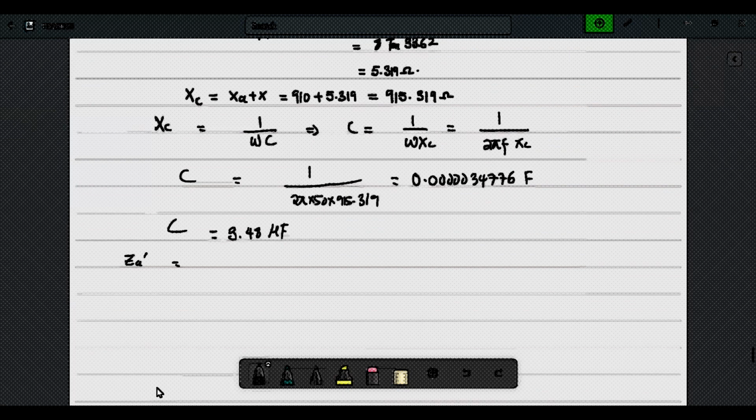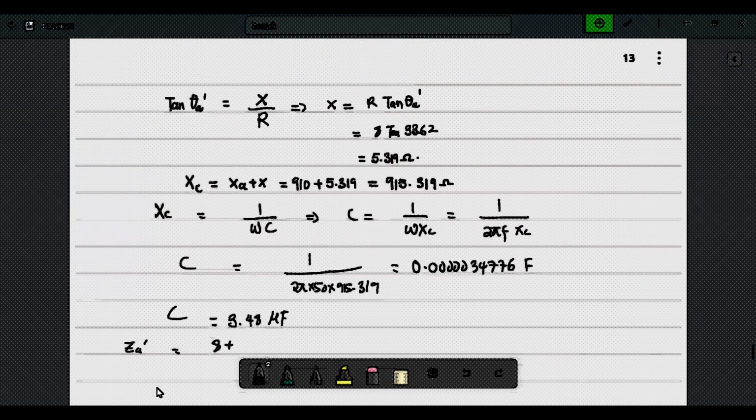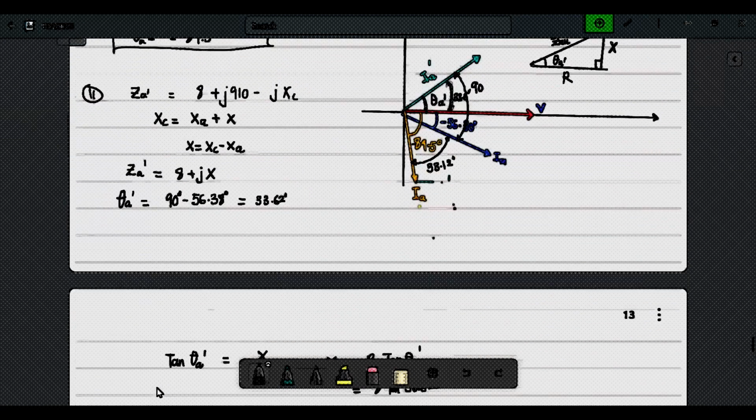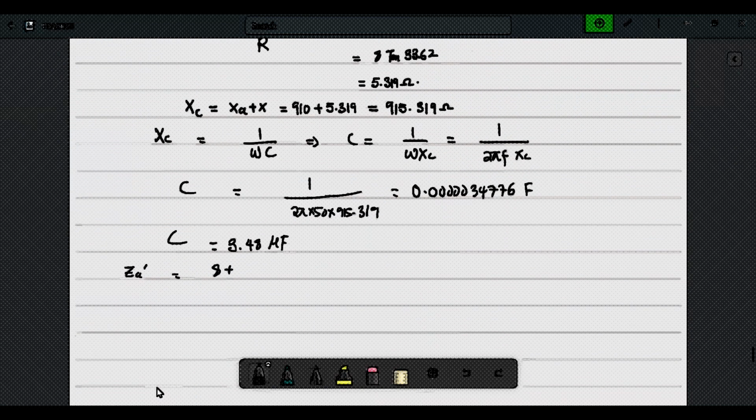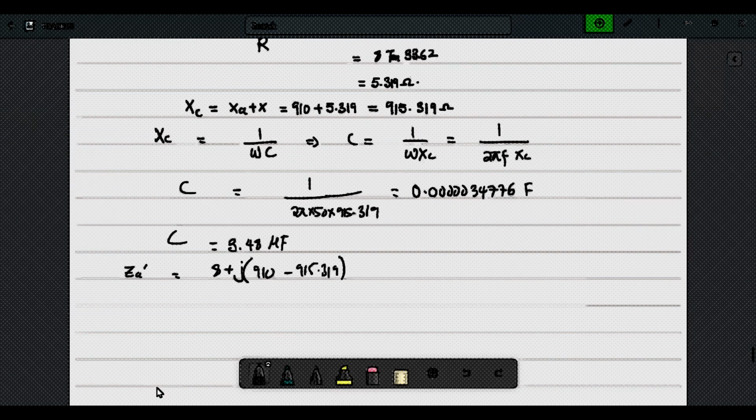So this is ZA prime. This is just simply equal to 8. The resistance doesn't change, okay? Plus the C, so I can replace this guy here, 19 minus XC. This is the imaginary part, J, minus XC, which is 19 minus 15.319. So ZA prime is 8 minus J 5.319.